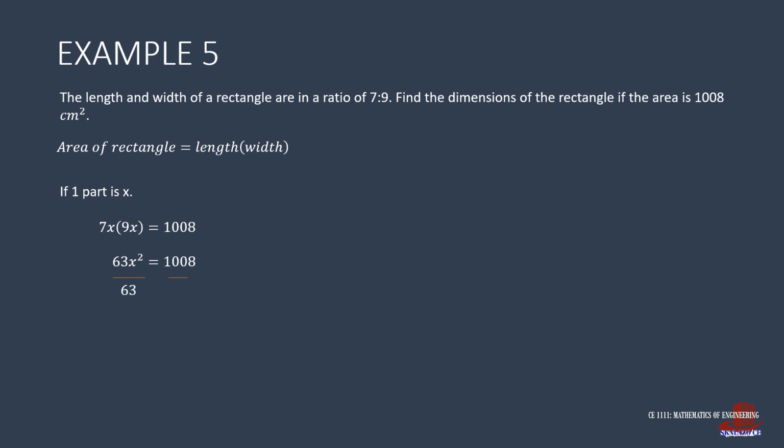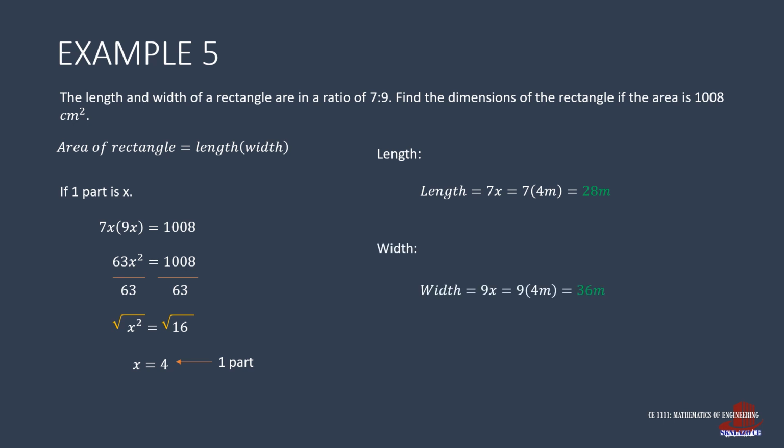By dividing everything by 63, we get x squared as equal to 16. Take x by computing their square roots, so x becomes 4. This is for one part. Now, length is then solved as 7x. That is 7 times 4 meters, which is equal to 28 meters. The width is taken as 9x. That is 9 times 4 meters, which makes 36 meters.